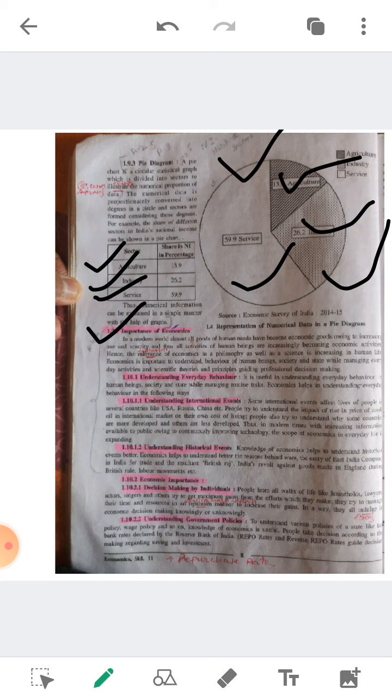Knowledge of economics helps to understand historical events better. Economics helps to understand better the reason behind wars, the entry of East India Company in India for trade and the resultant British Raj, India's revolts against goods made in England during British rule, labor movement, etc.